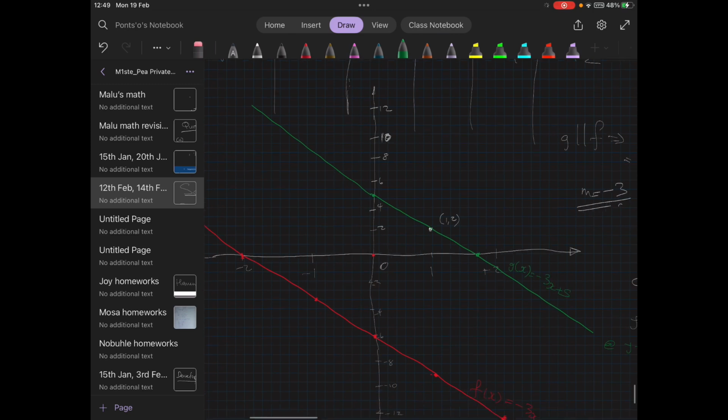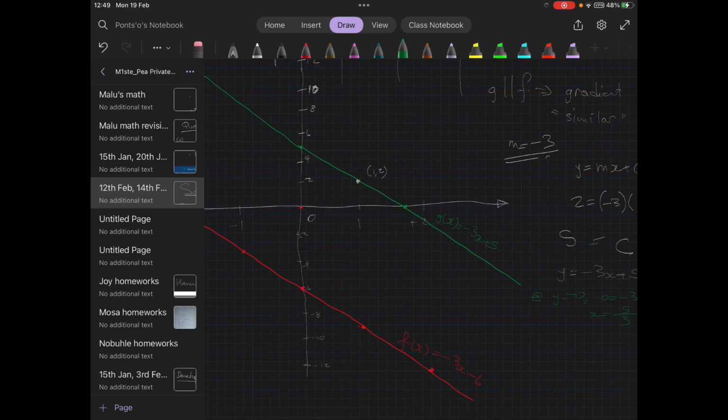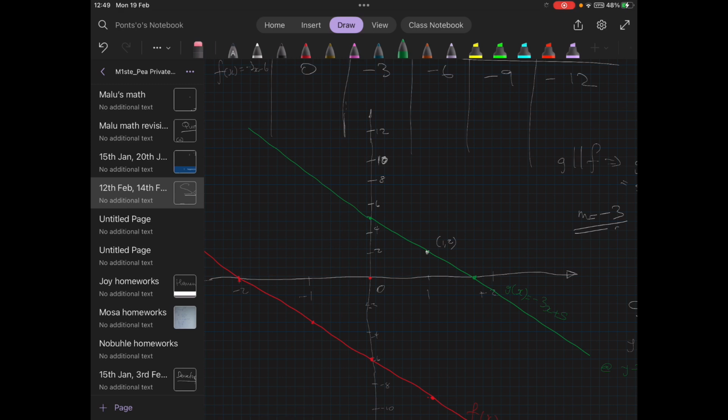Can we go back? Yeah. How far back? Go back to when we started drawing this graph. The red one? No, the green one. The green one. Let's start with the green one. Should I erase everything and start from scratch? Yeah. Okay, cool. Let's do that.